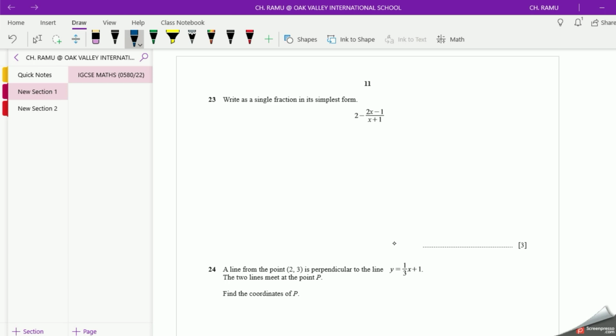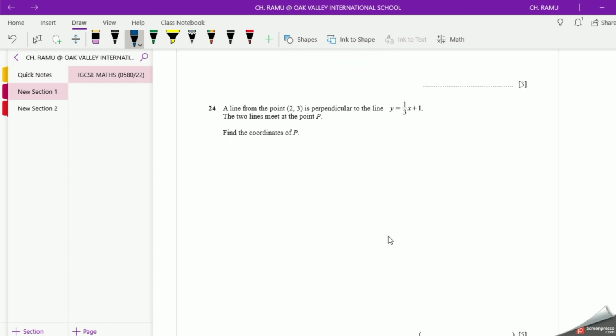Okay, question number 23. Write 2 minus (2x minus 1) by (x plus 1) as a single fraction. So just do the LCM. x plus 1 cancels with x plus 1, multiply with 2, 2 into x is 2x, 2 ones are 2, minus 2x, minus into minus becomes plus, so 2 plus 1... minus 2x plus 2x cancel, 2 plus 1 is equal to 3 by x plus 1.